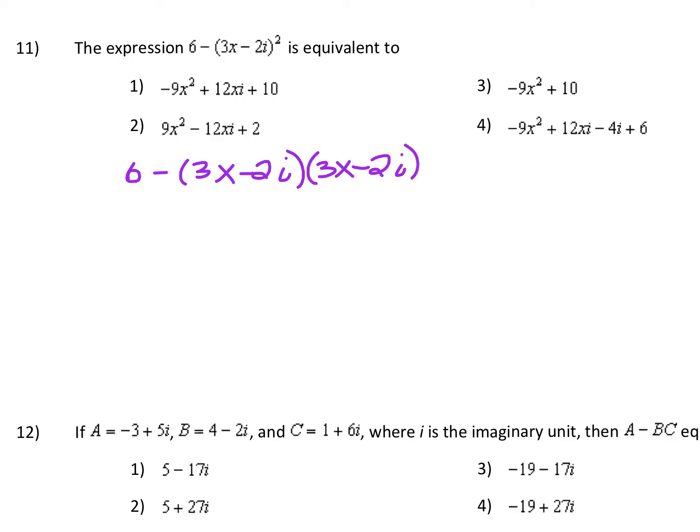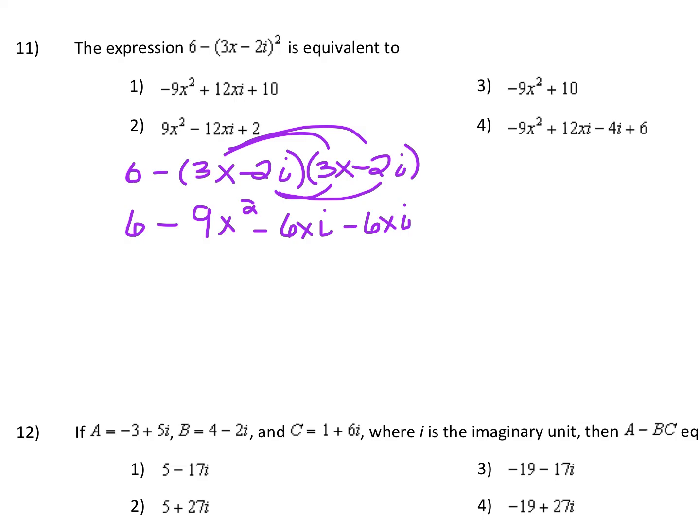All right, so I'm going to bring down the 6 minus, and let's double distribute this out. So 3x times 3x is 9x squared. 3x times negative 2i, this is very similar to the last one, huh? It would be negative 6xi. It's just using an x instead of a k. Negative 2i times 3x would be negative 6xi. And negative 2i times negative 2i would be positive 4, and then i squared. Remember, i times i is i squared.